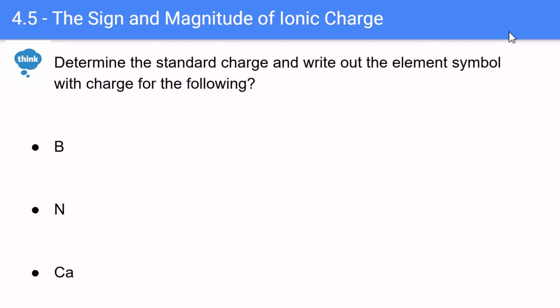Boron is in that 3A group, forms a 3+ charge. Nitrogen is in that 5A group, so it forms a 3- charge. Calcium is in that 2A group, it forms a 2+ charge. It is all based on its location and its group on the periodic table. If you can find that information, you get an opportunity to go through.